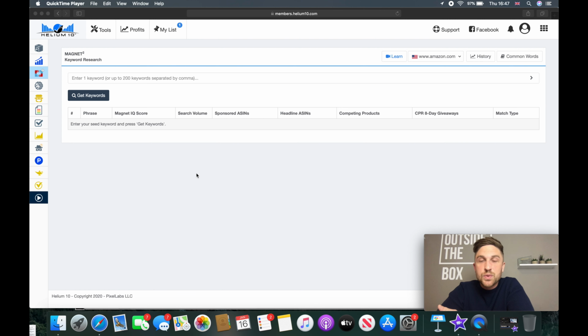Now, what we can do is we can use Magnet to whittle down and sort of look beyond that broader search term and find more specific products, but products that are related to that main keyword, things that you might not have otherwise thought of when you're doing your product research.